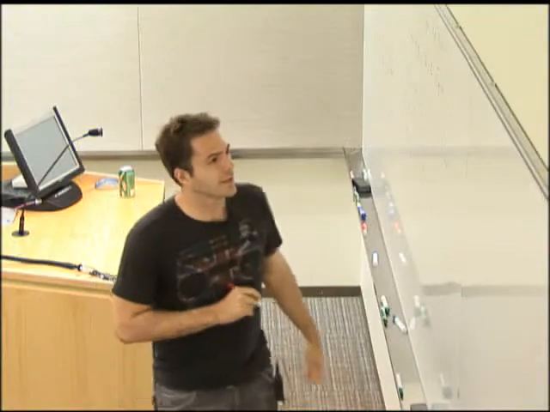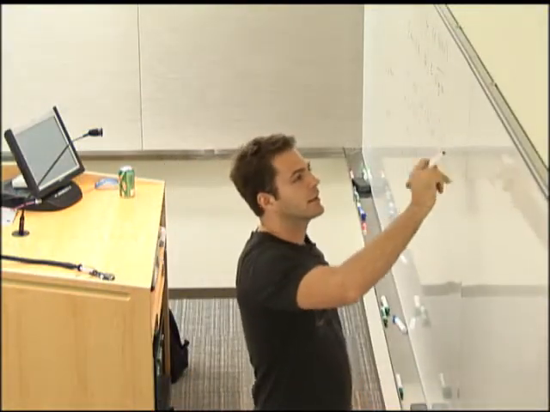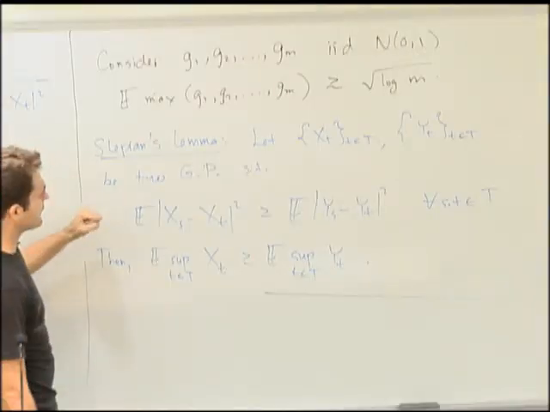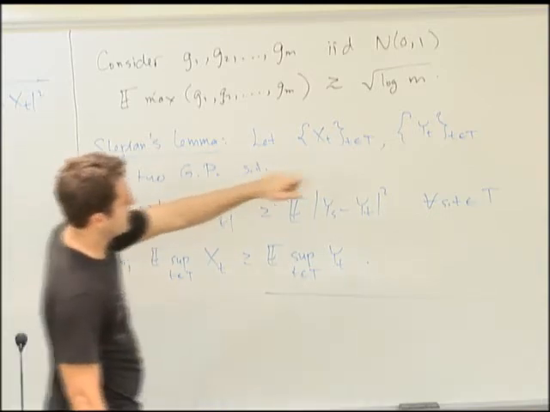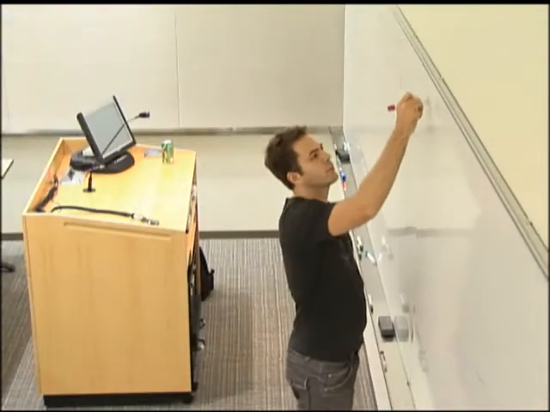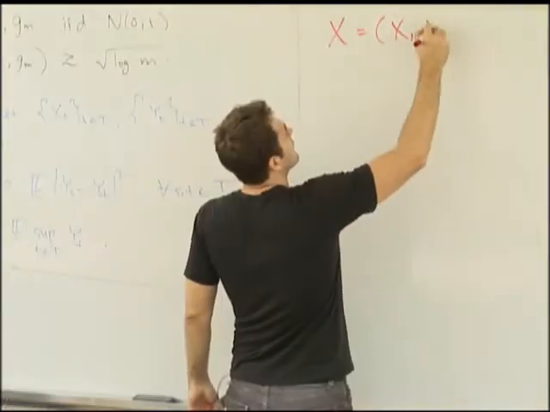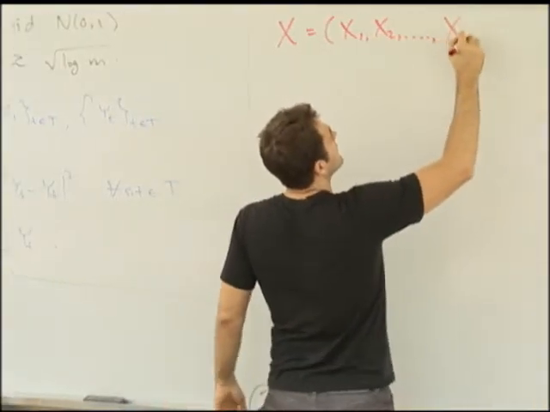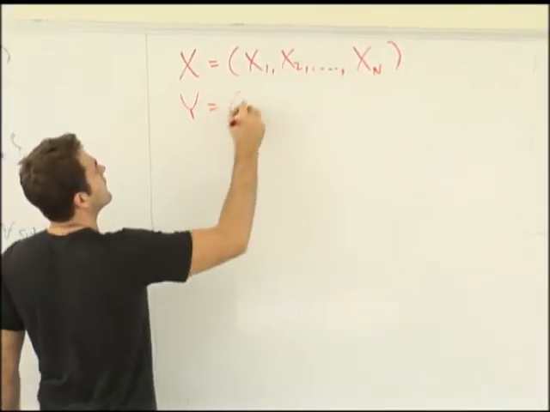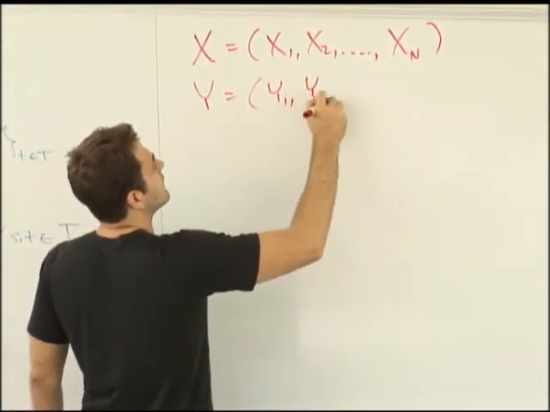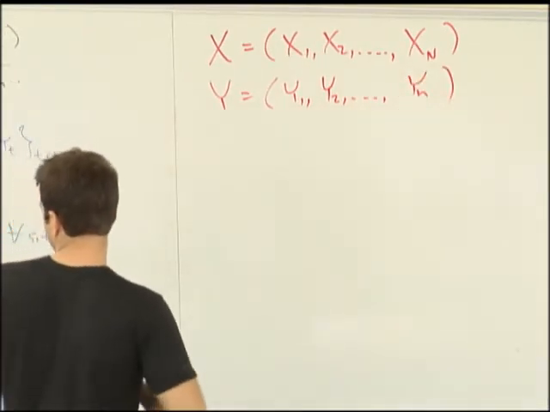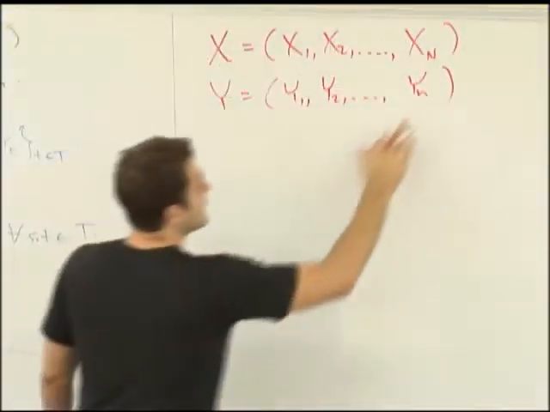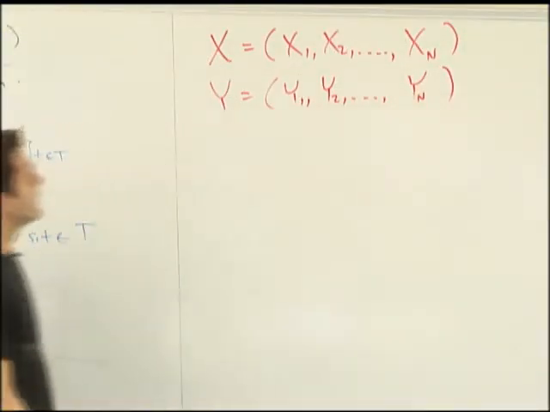So it's going to go like this. First of all, I'm going to assume T is finite. We're only using it for the finite case, but if you prove this for finite T, you can just check that it immediately follows for arbitrary index sets T. So let's consider two processes, x equals x1 up to xn, and y equals y1 up to yn. And let's recall our assumption.